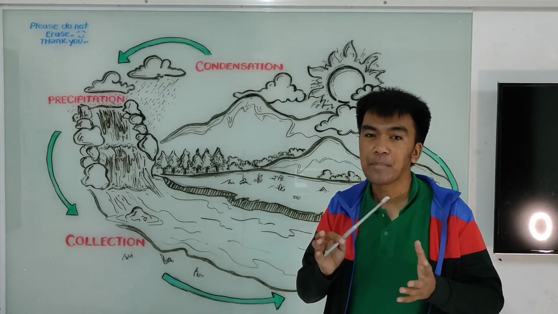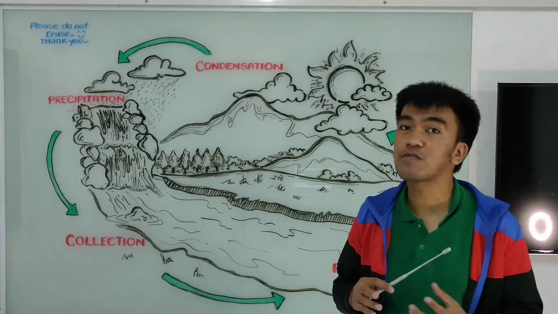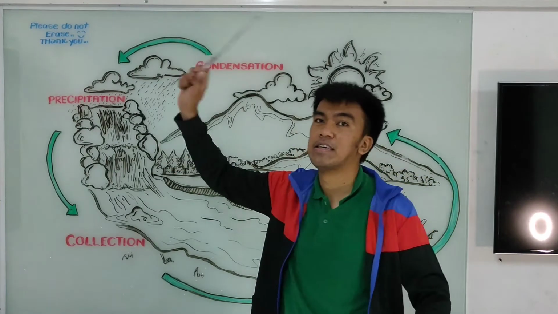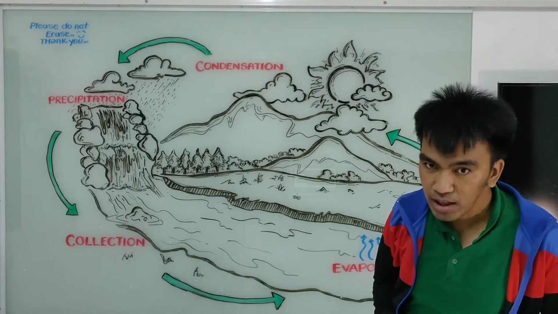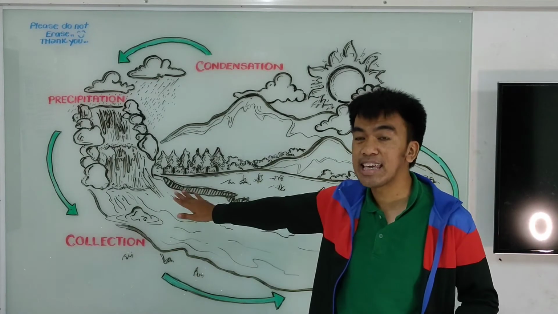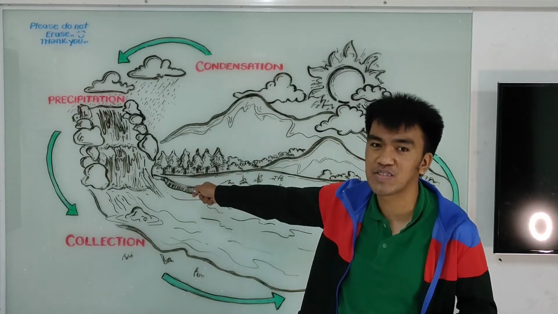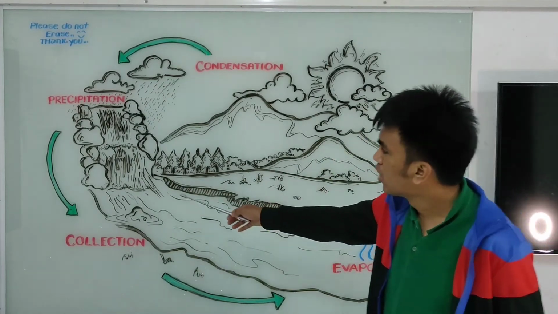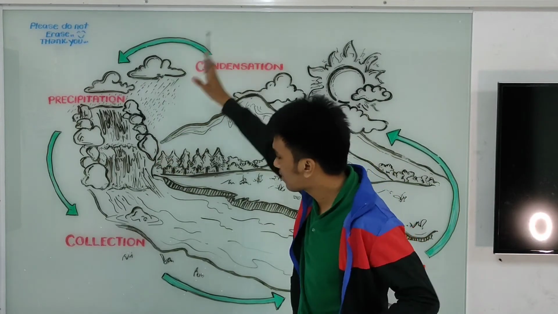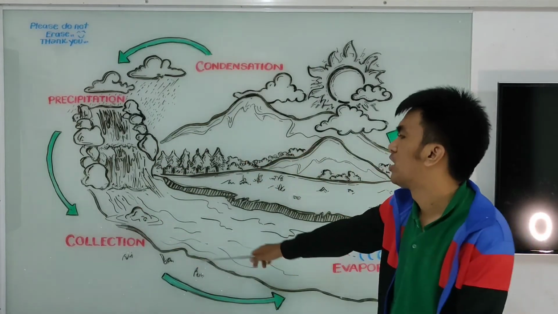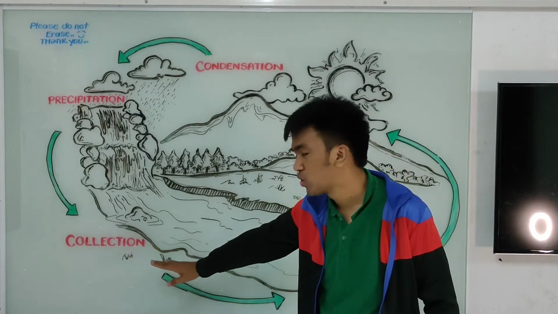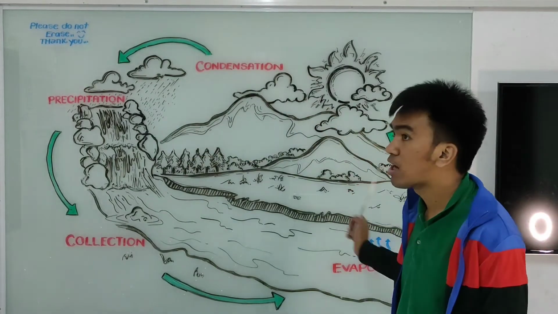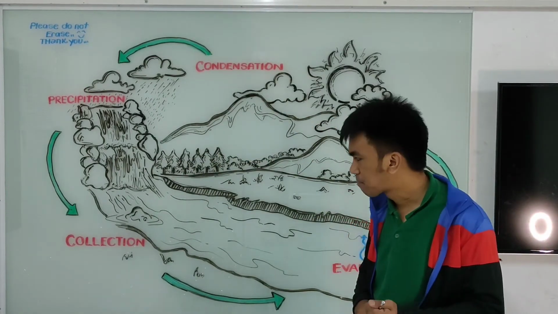Again, when a cloud becomes full of liquid water, it falls from the sky as rain or snow, also known as precipitation. And then the rain and snow fill the lakes and streams. When water returns to the bodies of water, the process is called collection. And then the water cycle will start all over again.